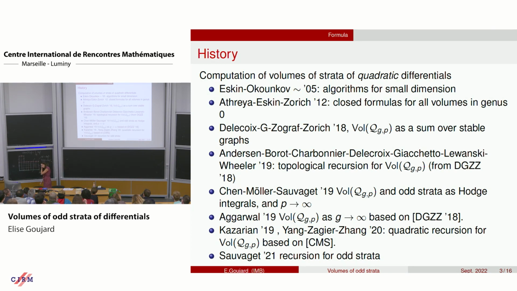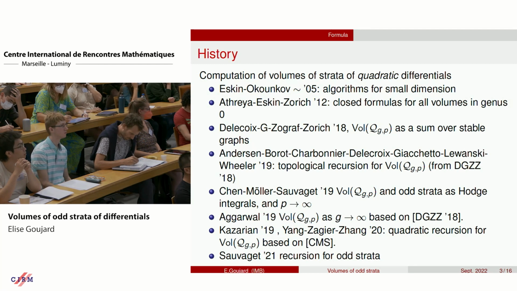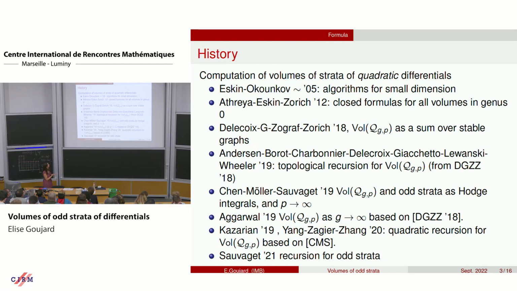So the first computation goes back to Eskin and Okounkov, who were able to show that the generating series for the counting of square-tiled surfaces are quasi-modular forms, and this gives a way to compute the volume of strata of small dimension. So I was able to implement this algorithm for strata of dimension less than 12, I guess. So it's not a lot, but still it gives some values.